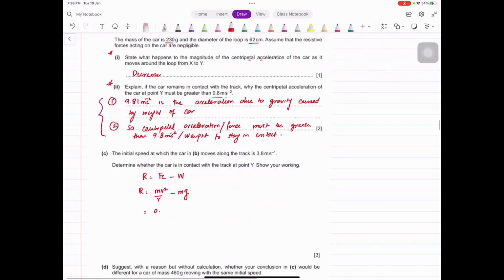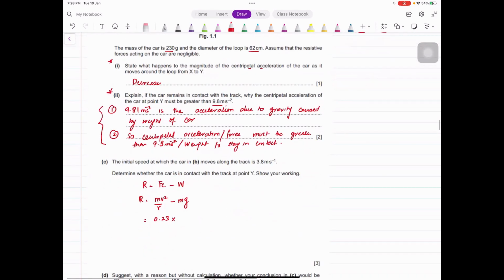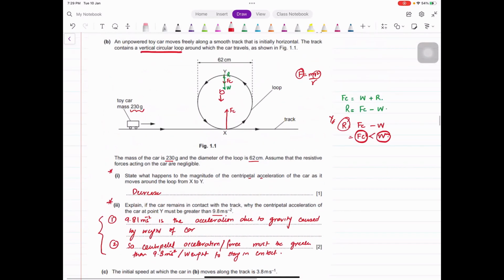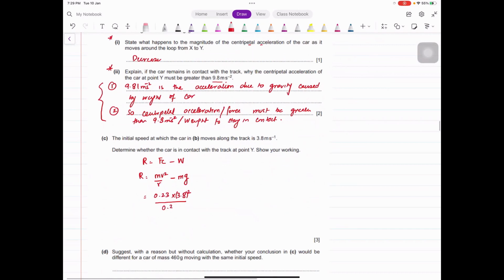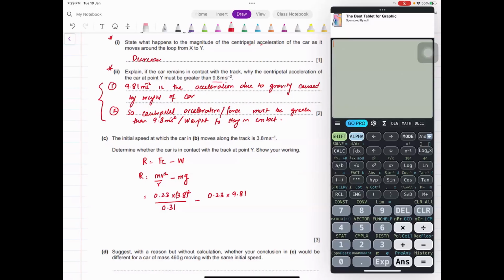The mass is 0.23. We need to change 230 grams into kgs. The speed is given as 3.8 whole squared, divided by the radius. The diameter is 62, so the radius is going to be 31, so we can write it as 0.31. You need to change it into meters, minus 0.23 times 9.81. Is that clear, everyone? Now let's pull up the calculator. Let's see what you get.